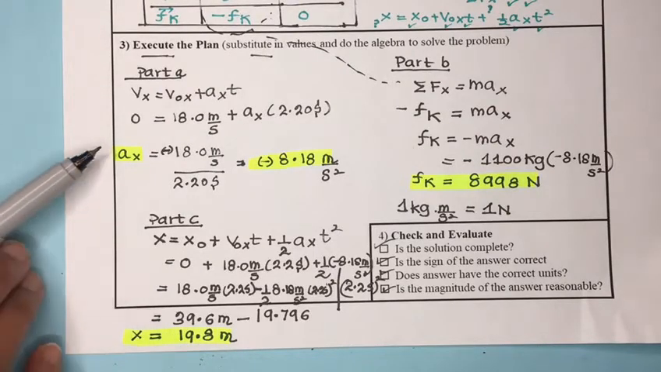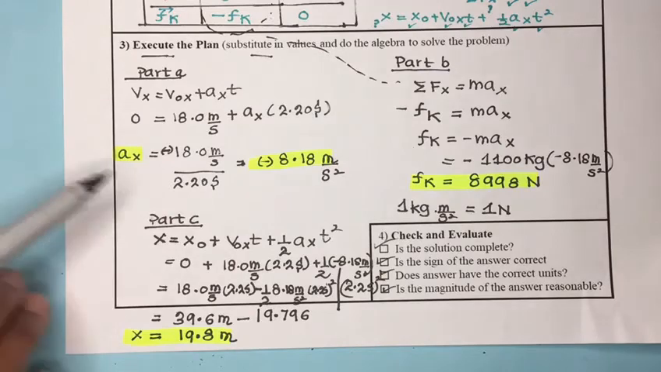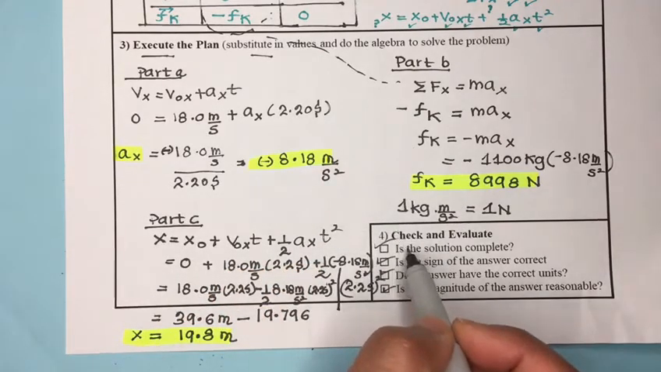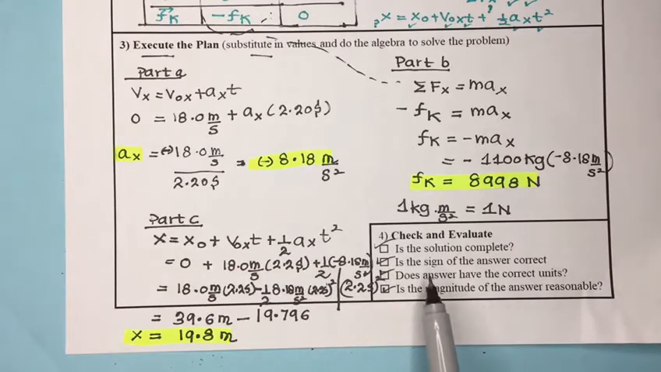And then we solved for the acceleration, and we have the kinetic friction. And is the solution complete? Yes, the sign of the answer is correct. We got what we expected. There are correct units, and the magnitude of the answer is reasonable.